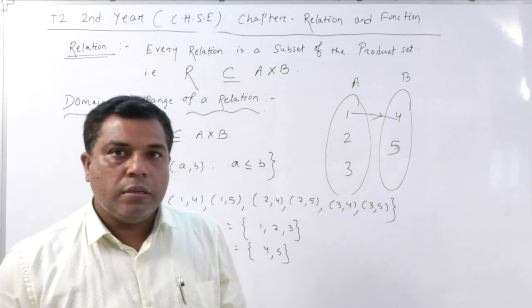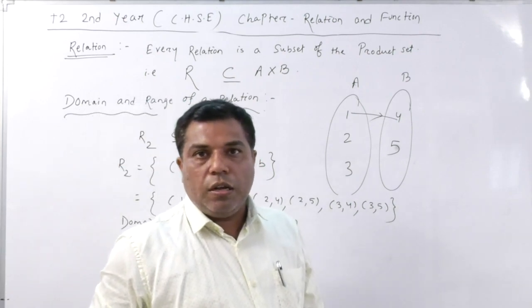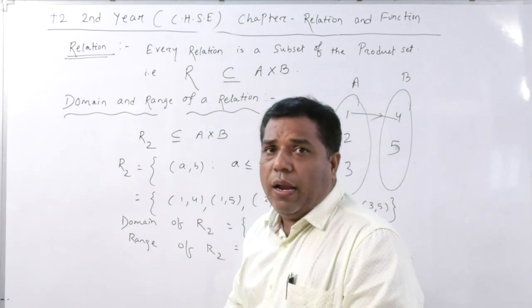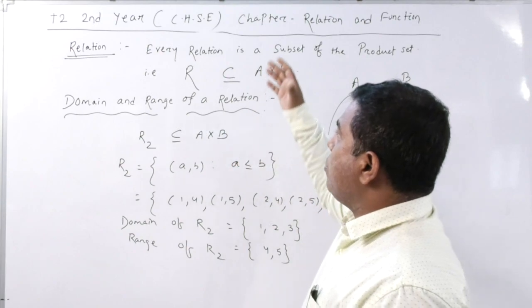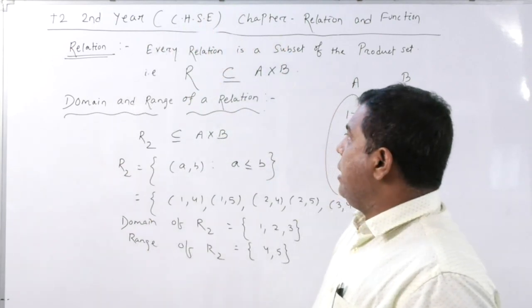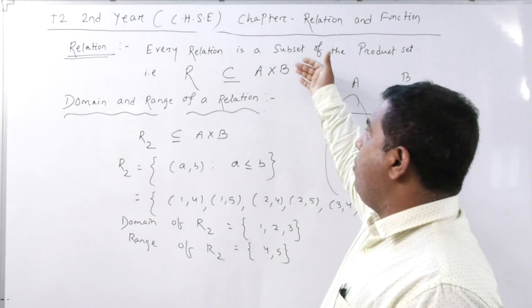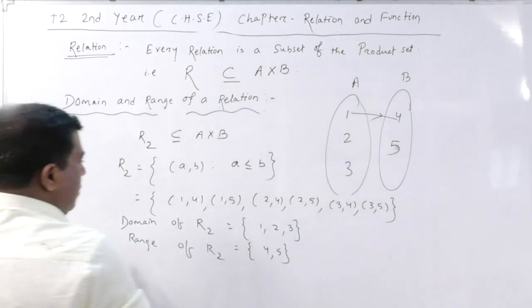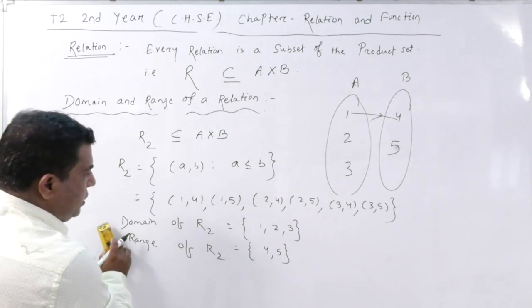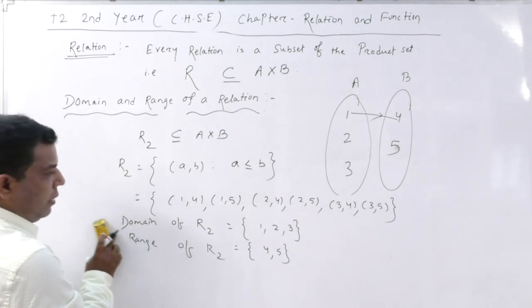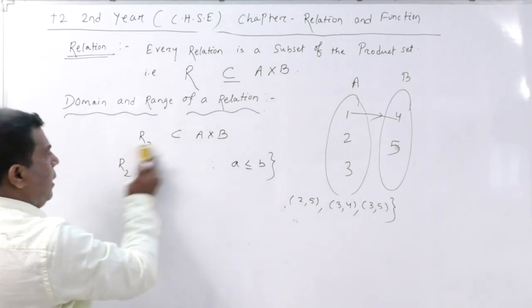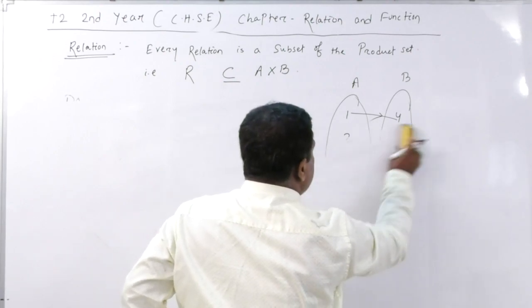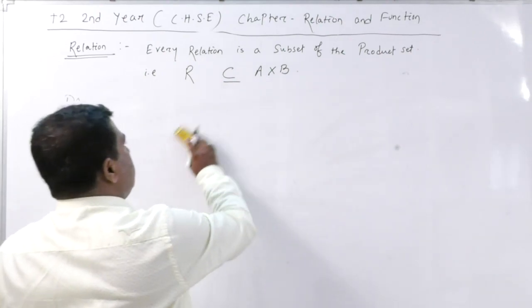Yes, that is the correct answer. What you are guessing is that the total number of relations means the total number of possible subsets. It depends on the cardinality of A cross B. So, I am going to tell you one note which is very important. I am erasing this concept and writing the total number of relations. It is very important for you.